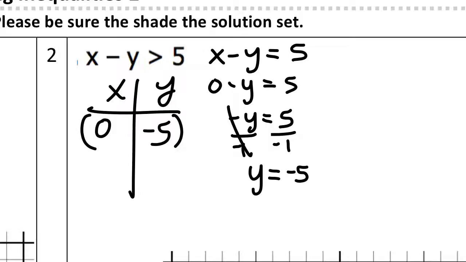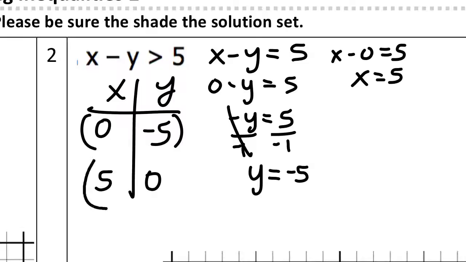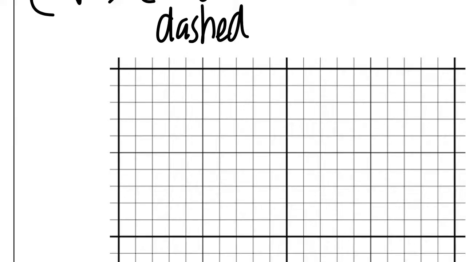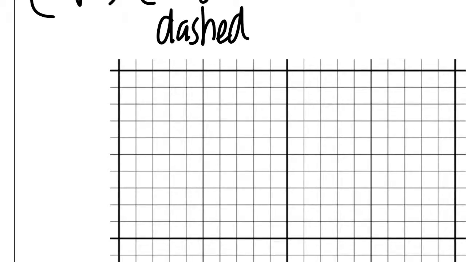Then I would do the same thing for y. I would plug in 0 for y and figure out what x would be. Well, x minus 0 equals 5. That means x equals 5. So here are my 2 points. I would graph these 2 points, and I would make sure that I'm drawing a dashed line because this is a greater than symbol, which means I have a dashed line.